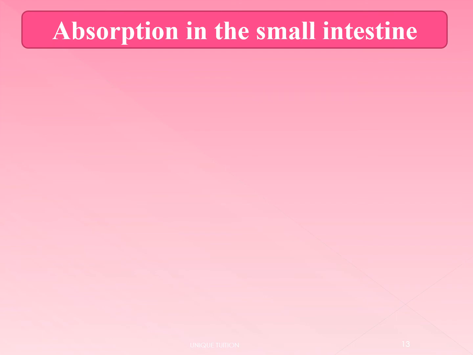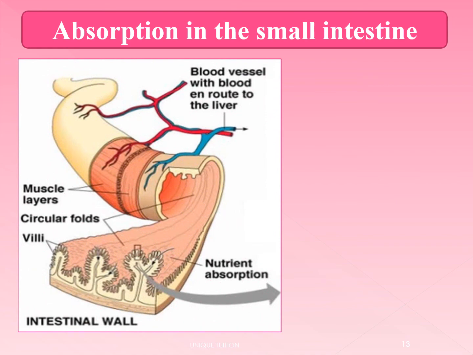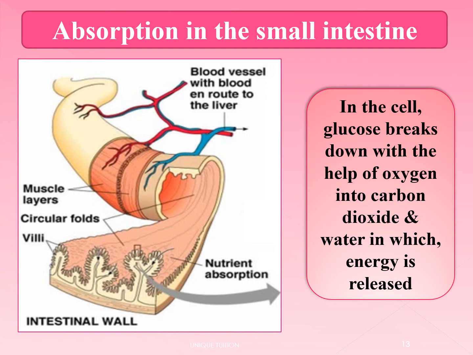Now let's find out how absorption of food takes place in the small intestine. The digested food passes through the blood vessels in the wall of the intestine. This process is called absorption. The inner wall of the small intestine has villi, which absorb the digested food material. The absorbed substances are transported through the blood vessels to different organs of the body. There, it's used to build complex substances such as the protein required by the body. This process is called assimilation.